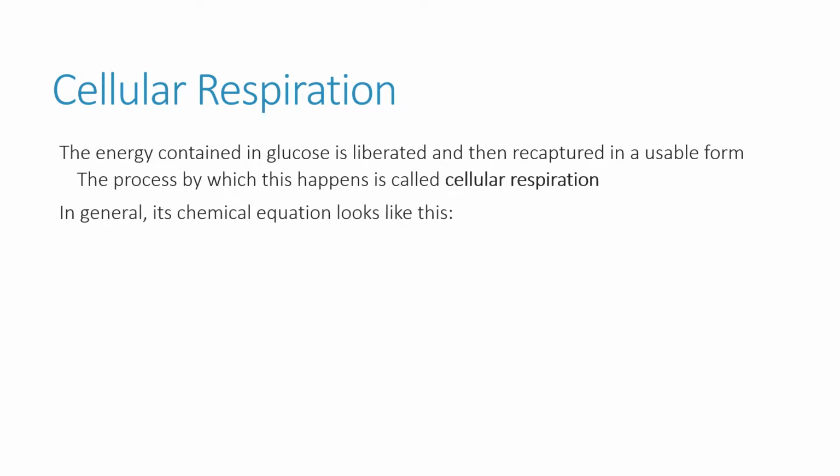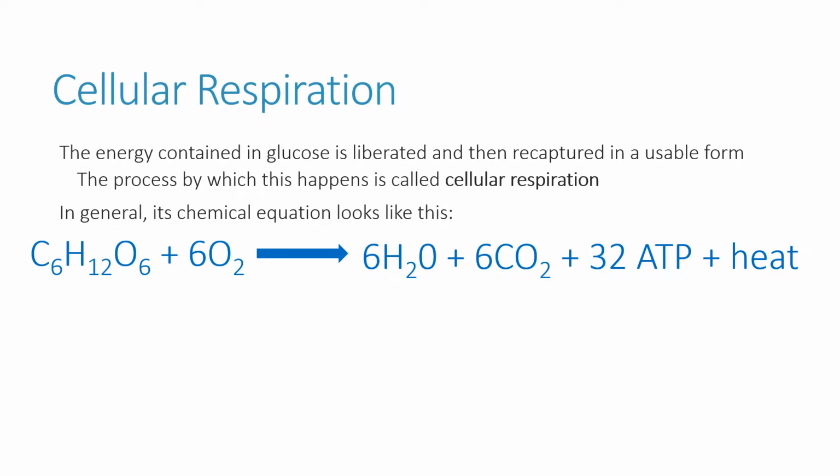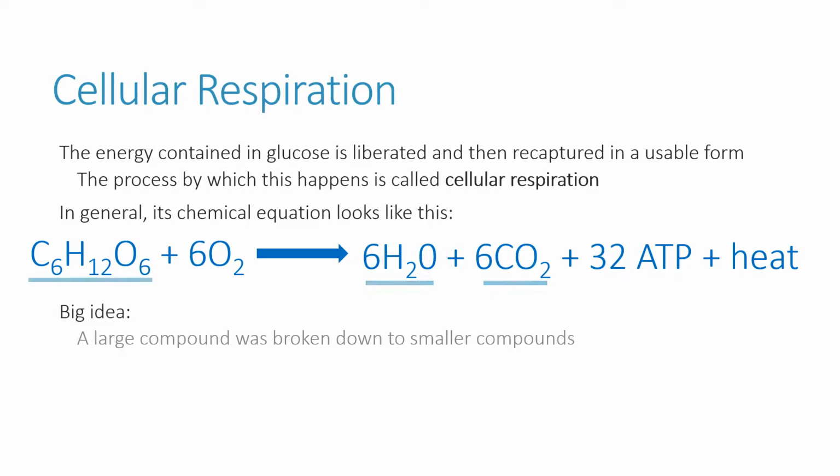In general, the chemical equation of cellular respiration looks like this. Glucose and oxygen go in, water, carbon dioxide, a bunch of ATP, the usable form of energy for our body, and some heat come out on the other side. That's a lot to look at, so let's focus on some big ideas here.